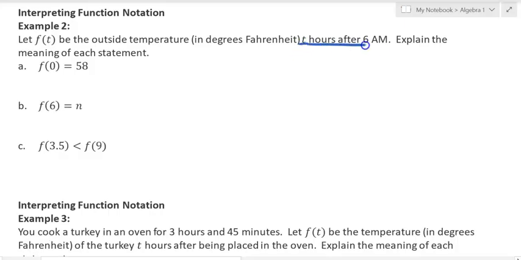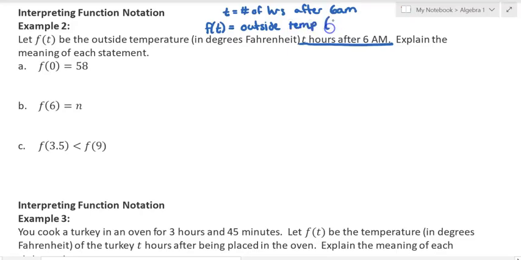Okay, so t represents the number of hours after 6 a.m. That's what the input is. The output, f of t, is the outside temperature, specifically in degrees Fahrenheit. Okay, it says explain the meaning of each statement.